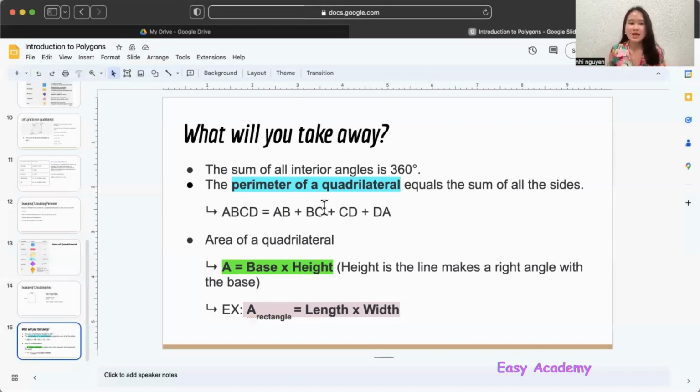And lastly, the area of a quadrilateral. The area of a quadrilateral is calculated by multiplying the base and the height. The height is the line that makes a right angle with the base. For example, the area of a rectangle is equal to length times width.